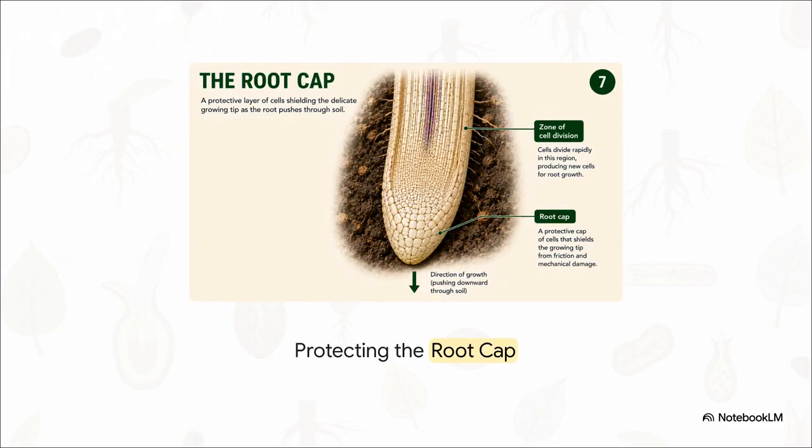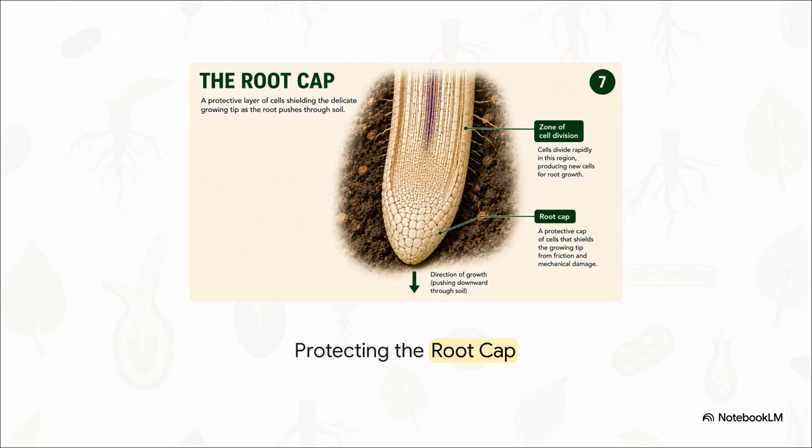Now, right down at the very tip, the root has to perform two vital, simultaneous jobs. First up is the root cap. Think about it. Microbes, rocks, tightly packed dirt, soil is a really abrasive environment. It's basically biological sandpaper. So the root cap acts as a tough, protective helmet. It has one single mission: shielding the delicate growing tip from friction and mechanical damage as it literally pushes its way downward through the dirt.